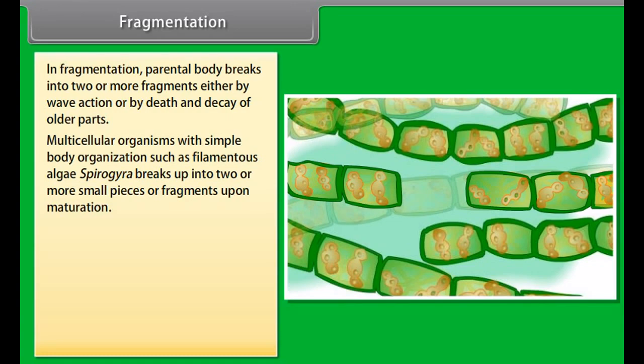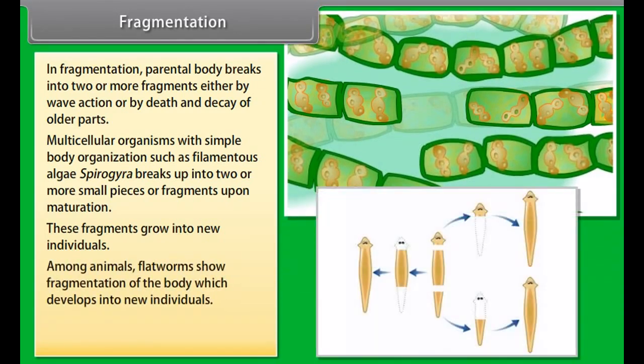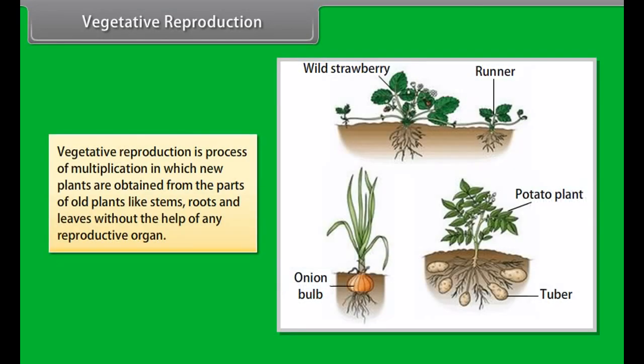Fragmentation. In fragmentation, parental body breaks into two or more fragments, either by wave action or by death or decay of older parts. Multicellular organisms with simple body organizations such as filamentous algae Spirogyra breaks up into two or more small pieces or fragments upon maturation. These fragments grow into new individuals.